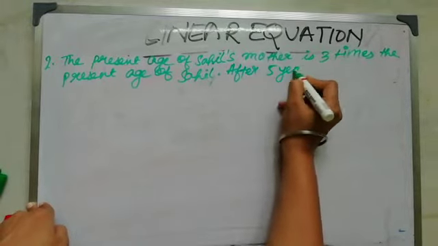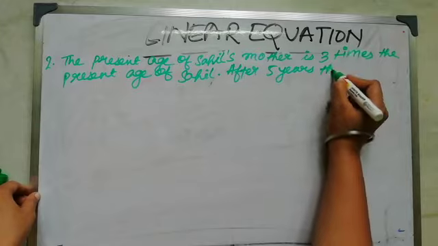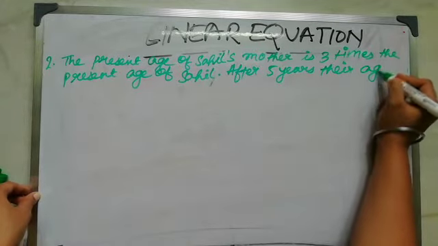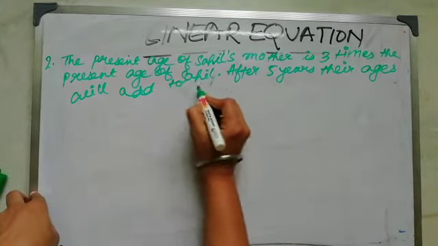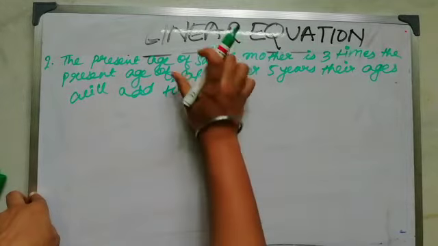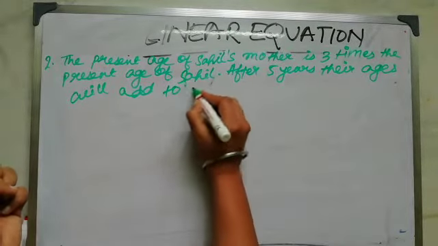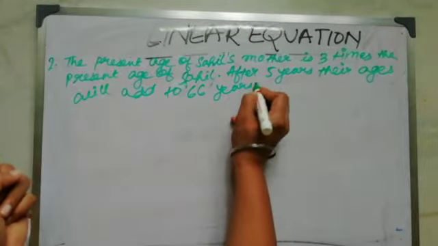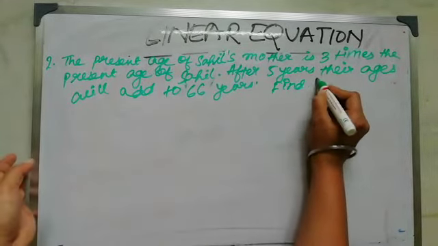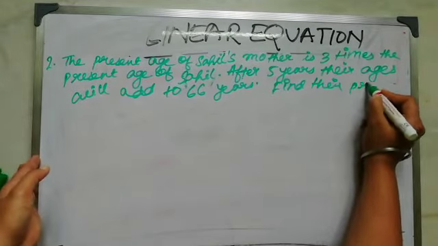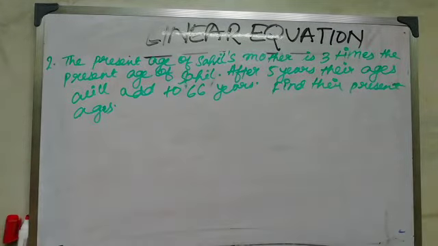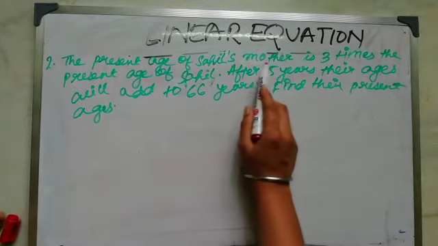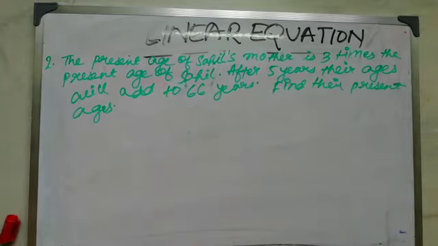After 5 years, their ages will add to 66 years. Find their present ages. Now quickly, first we'll see what the sum is telling. The sum is telling that the present age of Sahil's mother is 3 times the present age of Sahil.